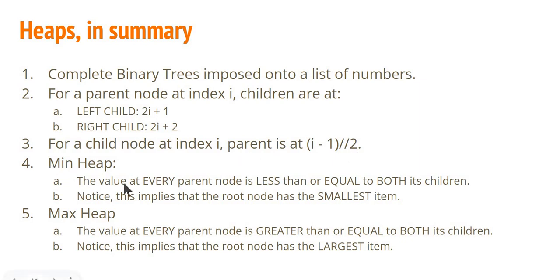Min heap is the one where the value of the parent node is less than or equal to both its children, which implies that the root node has the smallest item. Max heap is the one where the value of every parent node is greater than or equal to both its children, which implies that the root node has the largest item. So this is a high level summary. Maybe one more point to add, that in Python we have the heapq module, which makes things much easier for very efficient implementations.